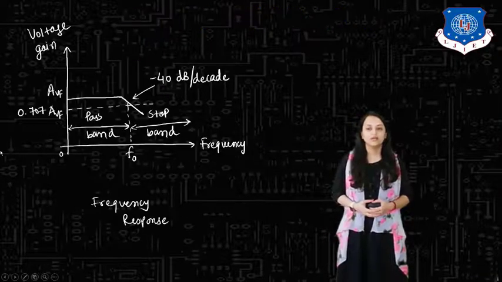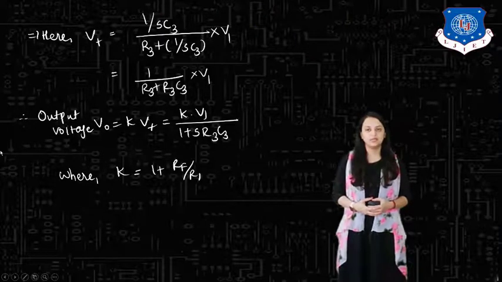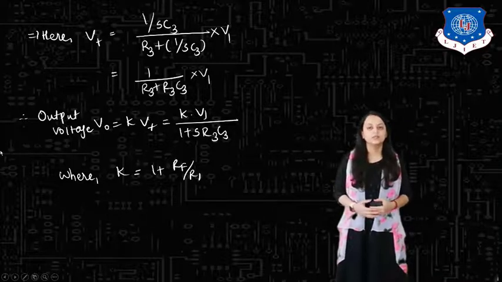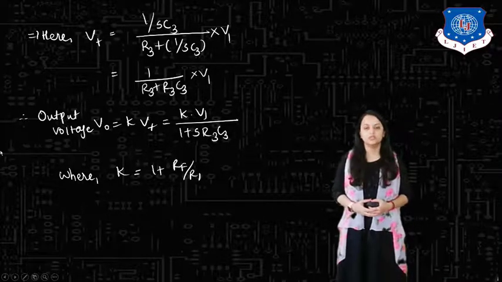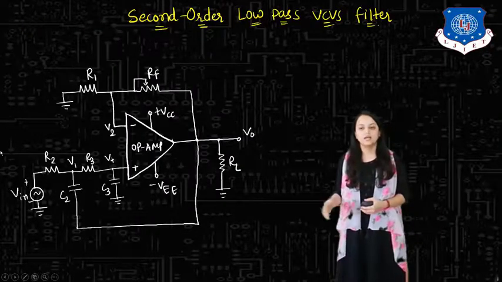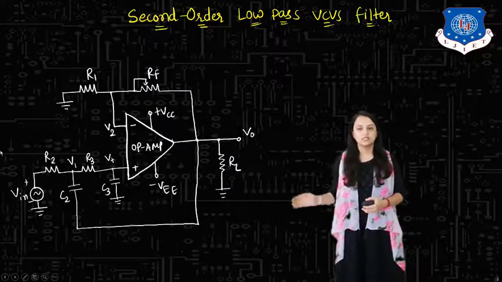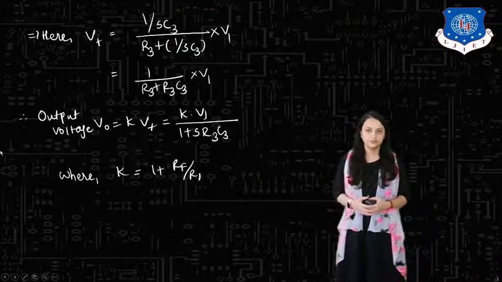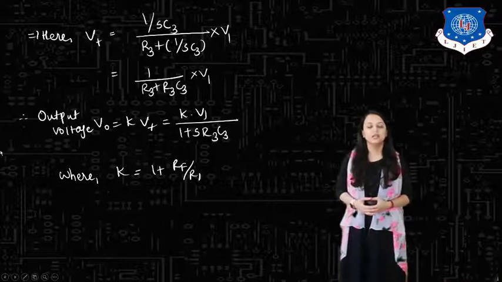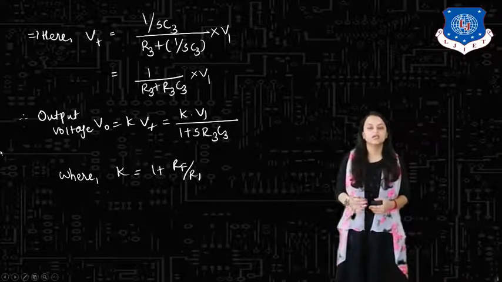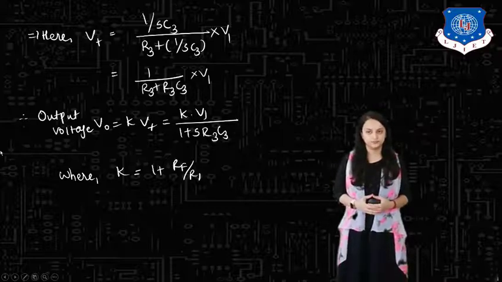So if you want to write down the equation of V plus, that is equal to (1/SC3) upon (R3 plus 1/SC3) into V1. If you look at the circuit diagram here, V plus is the voltage across capacitance C3. That's why using that we can write down this equation. If we simplify it, we'll have the next term, that is equal to 1 by (1 plus SR3C3) into V1.